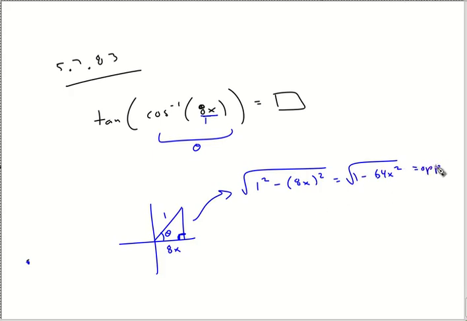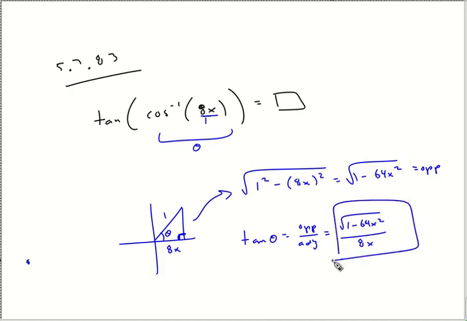I know, you can't really simplify that at all. Tangent is equal to opposite over adjacent. I have both of those now. 1 over the square root of 1 minus 64x squared, and then divided by the 8x. There's actually no way to simplify this, so you just leave it as it is and you're done. Whew, good thing I was training myself.